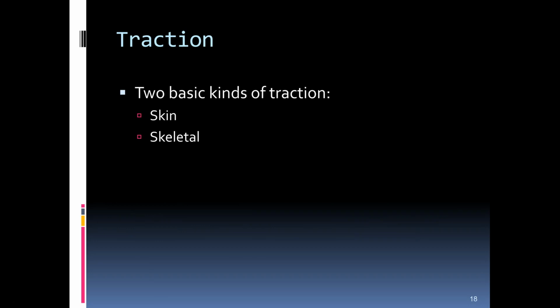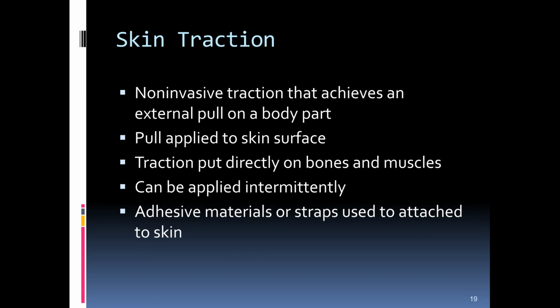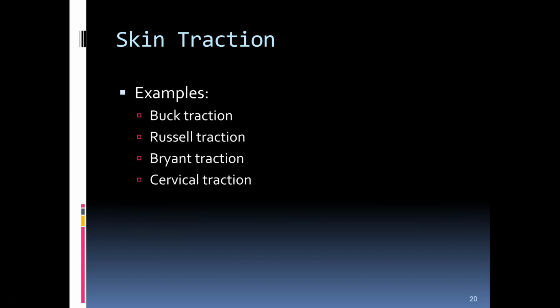So there are 2 types of traction, skin and skeletal. Pretty self-explanatory. Skin is non-invasive, that achieves an external pull on the body part that's affected. The pull is applied to the skin surface, so it's not internal, and it can be applied intermittently, and adhesive materials or straps were used to attach to the skin. These are examples. Again, you don't have to memorize or know the difference, but we will go over Buck traction in detail, so you will have to know that, but the rest of them you won't.